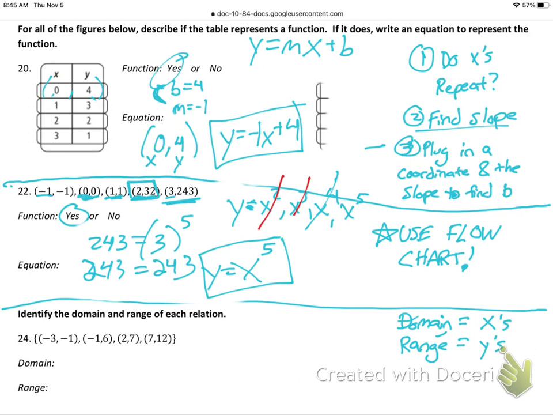24, super easy. Domains are just your x's. The range is just your y's. Just remember that you got to put them in order from least to greatest. So if my domains are my x's, that's going to be that one, that one, that one, and that one. Looks like they're already in order. So it's going to be -3, -1, 2, and 7. I'm going to do the same thing for my ranges. -1, 6, 7, 12. Looks like they're also from smallest to greatest. This should be the easiest one on the entire test.